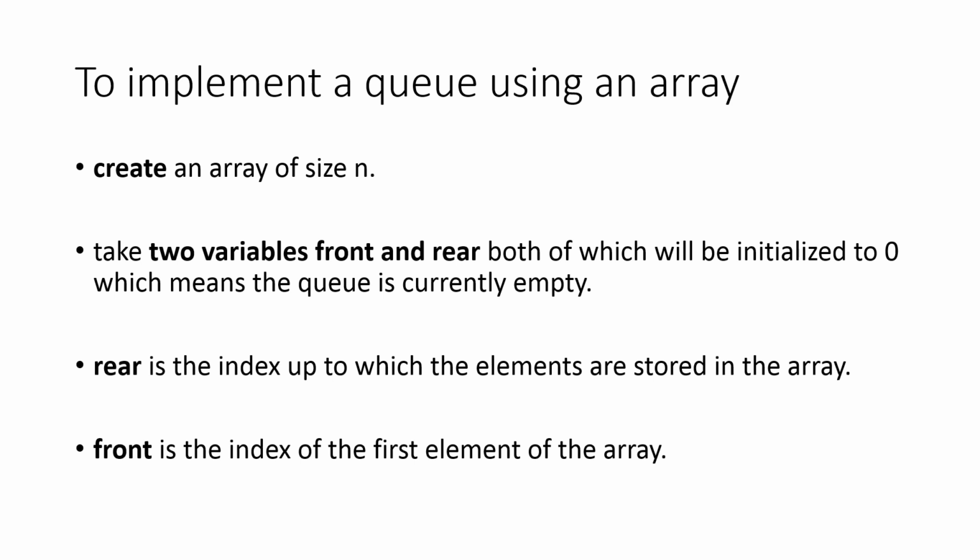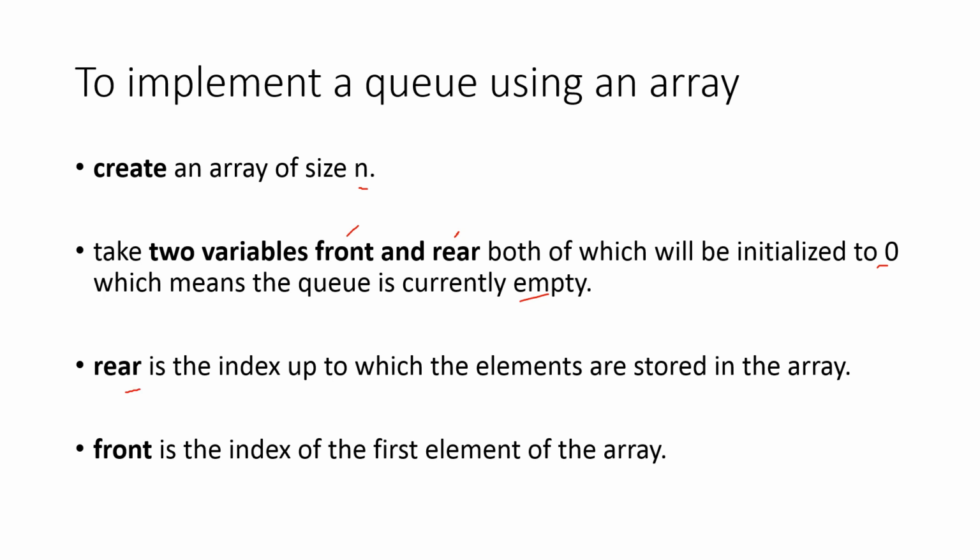To implement a queue using an array, these are the steps. Create an array of size n. Two variables, front and rear, both of which will be initialized to 0, which means the queue is currently empty. That is, front is equal to rear is equal to 0, and that shows the queue is empty.